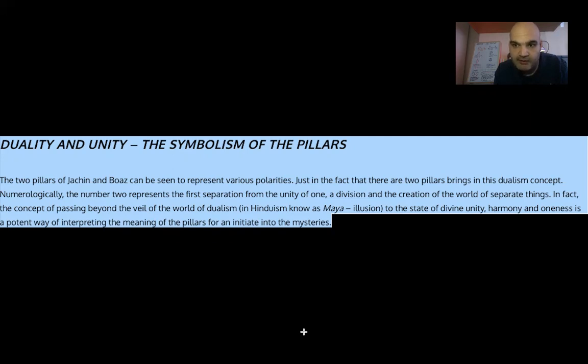of separate things. In fact, the concept of passing beyond the veil of the world of dualism, in Hinduism known as Maya, the illusion, to the state of divinity, unity, harmony, and oneness, is a potent way of interpreting the meaning of the pillars for the initiate into the mysteries.